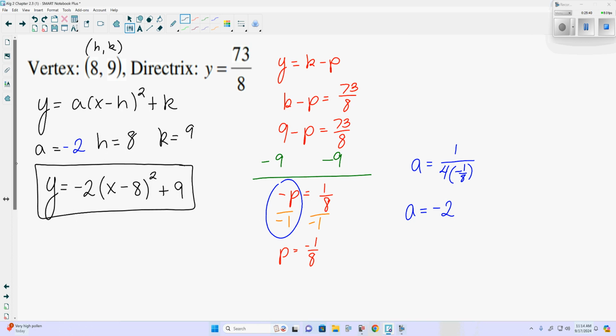You're starting to feel a little more comfortable with this. Because once we get the pattern and the process of how finding A, P, H, and K works, it's not too bad. Because again, we keep referring back to these general forms to find these values.